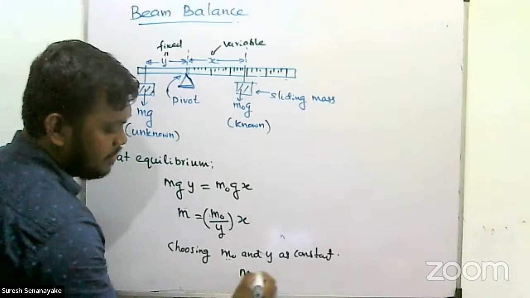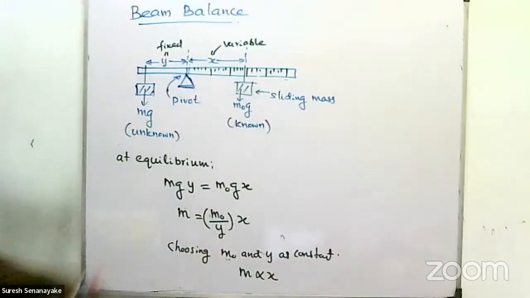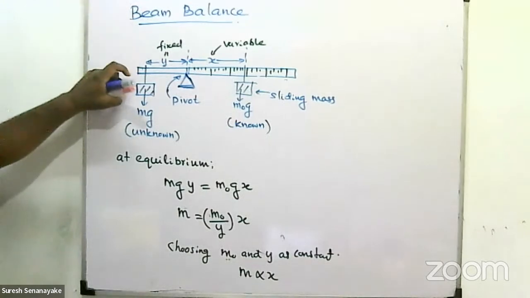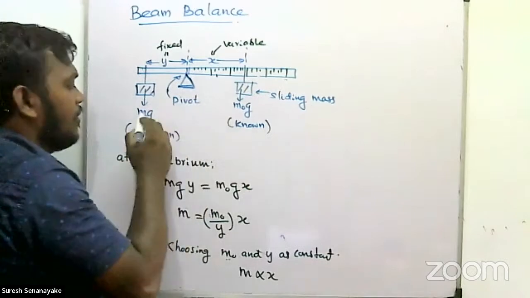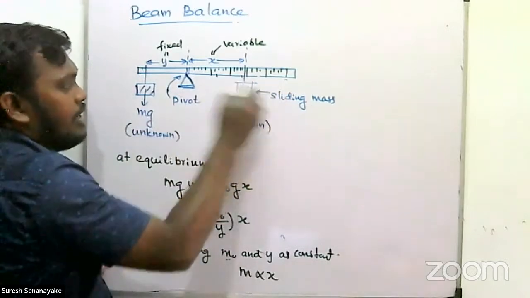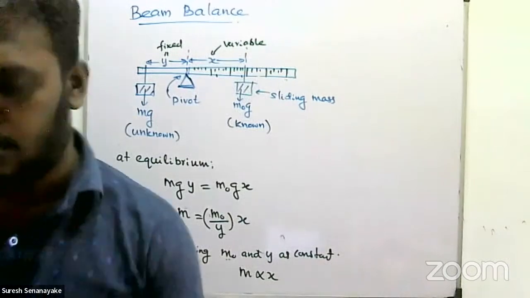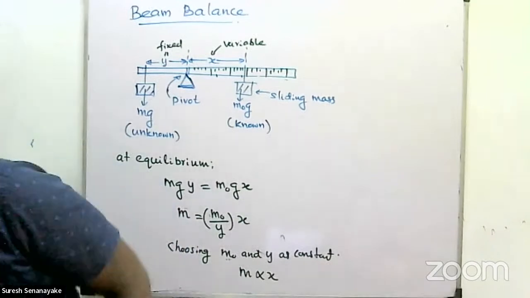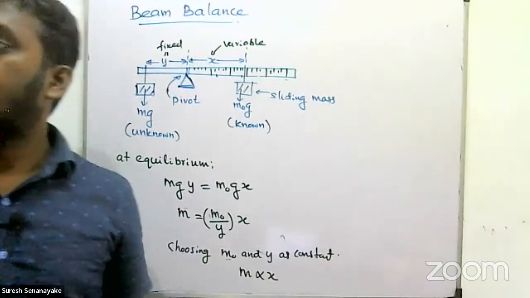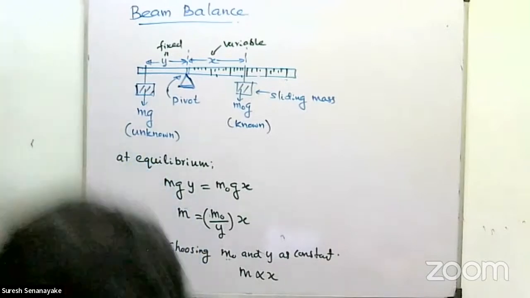That's mass proportional to the x. Then the beam can be calibrated according to the mass placed at this position. If you place 100 grams, let's say it gives the value there. If 200 grams is there, like that, you can divide into equal divisions and then get the smaller masses too. That's how we can use this kind of beam balance to measure mass up to 0.01 gram accuracy.